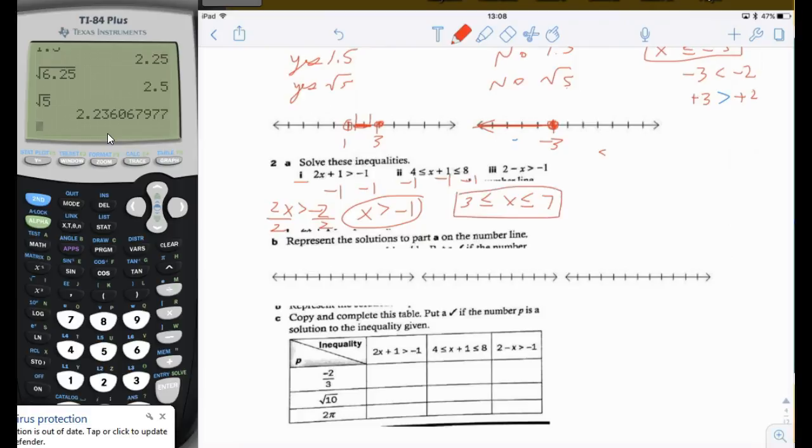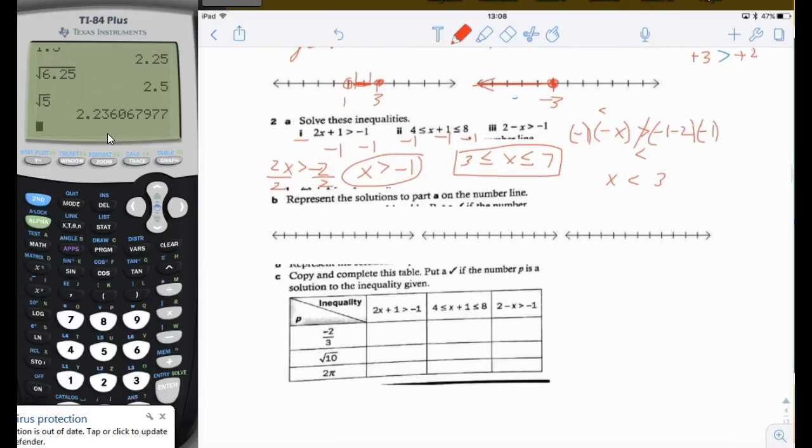Last one, 2 minus x is greater than negative 1. So here, first thing we're going to do is we're going to subtract 2 from both sides, and we'll get negative x is greater than negative 1 minus 2, which is equal to negative 3, of course. Now, to get x all by itself, we're going to multiply both sides by negative 1. And when we do that, we do need to reverse the inequality. So we're going to have x is less than negative 3 times negative 1, which is 3. Okay. x is less than 3.